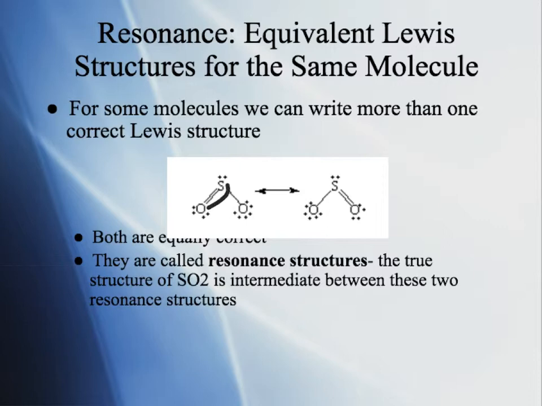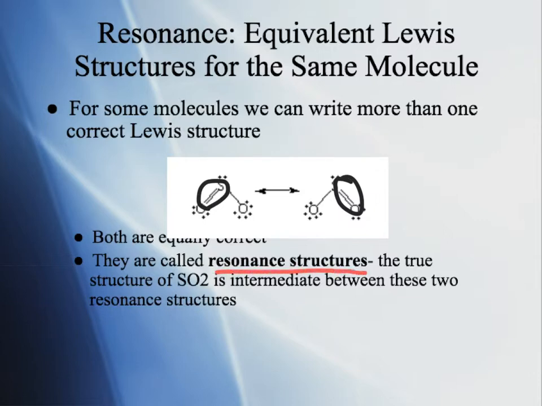You could write the double bond on the left side of the molecule. You could also equally write it on the right side of the molecule. Both are correct. It's just a matter of shifting the double bond from the left bond to the right bond. Either one works. And because both are equally correct, we can draw what are called resonance structures.